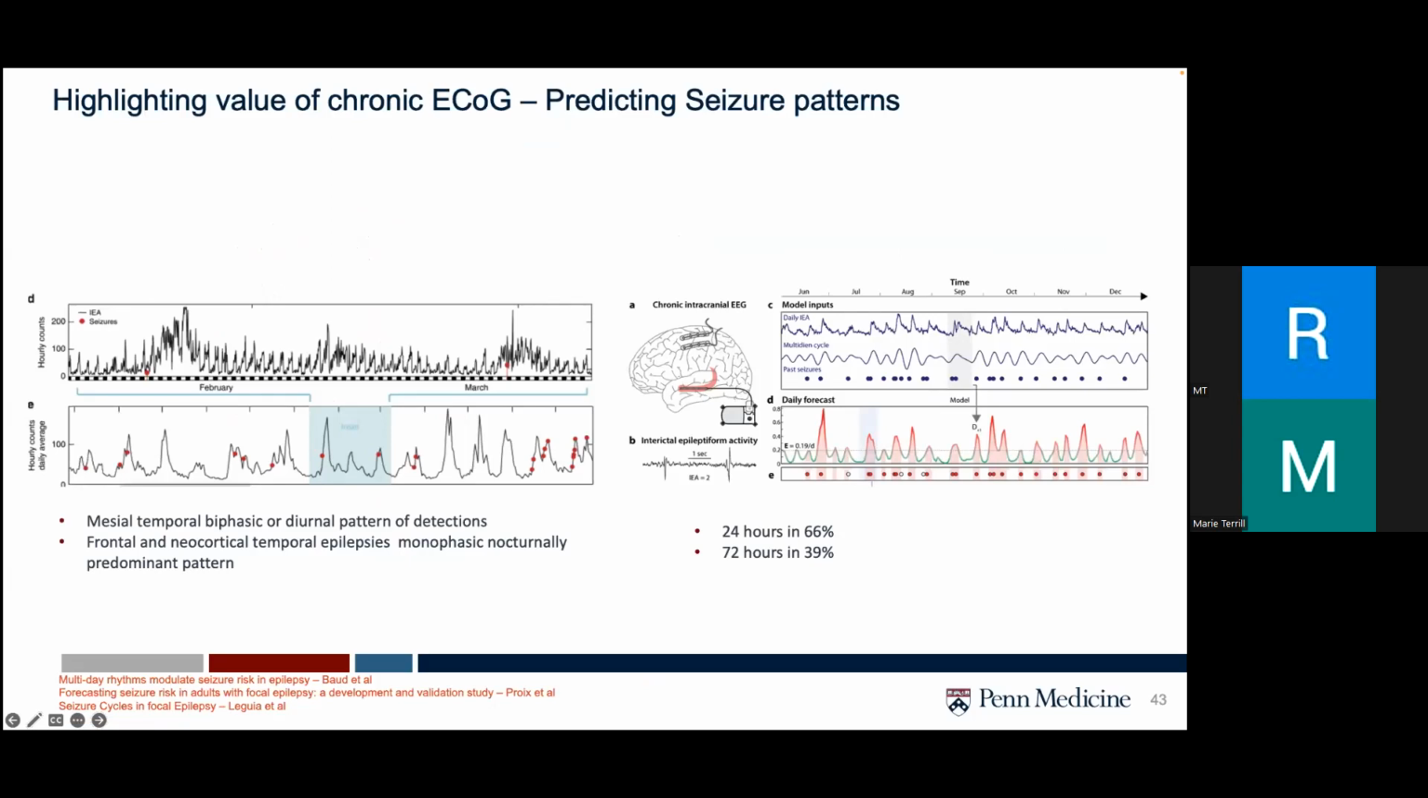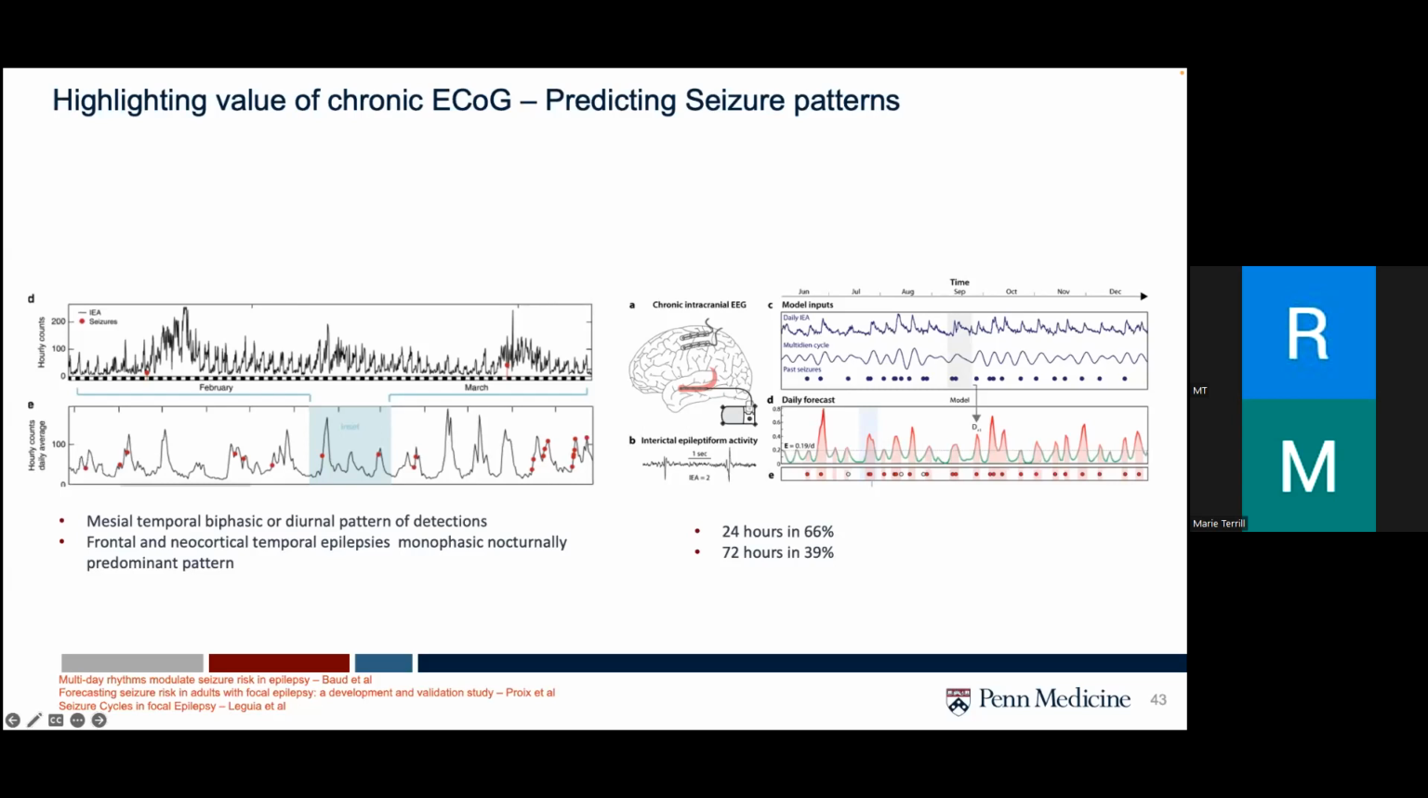The graph to the left is actually a study from Dr. Vikram Rao's group at UCSF, with 134 patients recorded for 84 days. They found that seizures coming from the mesial temporal regions exhibited more of a biphasic or diurnal pattern of detections, while the frontal and neocortical temporal epilepsies had more of a monophasic, nocturnally predominant pattern.